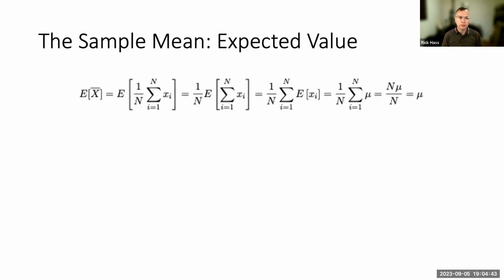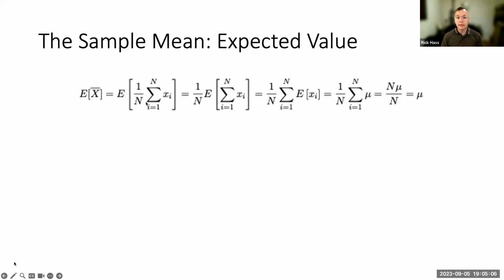Okay? So the first thing we can ask ourselves is, well, what is the expected value of a sample mean? So if I were able to do my experiment with 100 children over and over and over again, what would I expect the sample mean to be equal to?